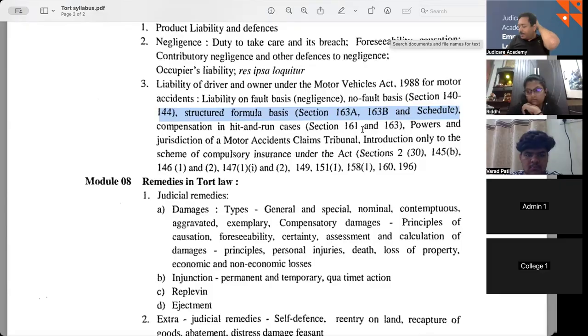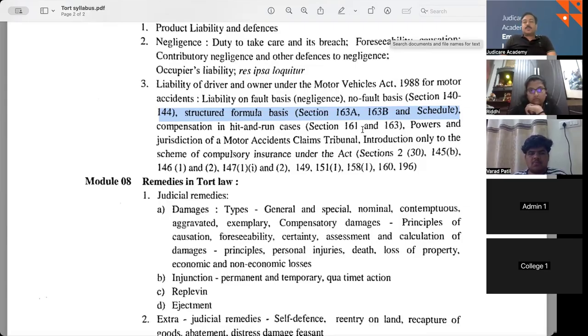The other type is the hit and run cases where you do not know exactly who has committed this offense. In that case, the central government monitored fund, the Solatium fund, is used, and there is a proforma to follow. There is a limitation period within which you have to do it.